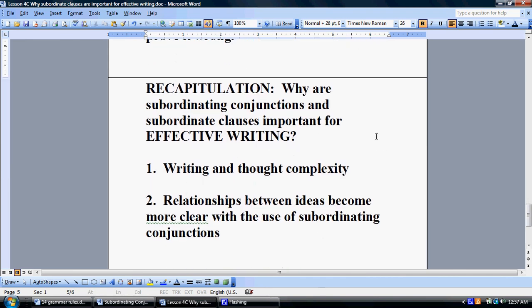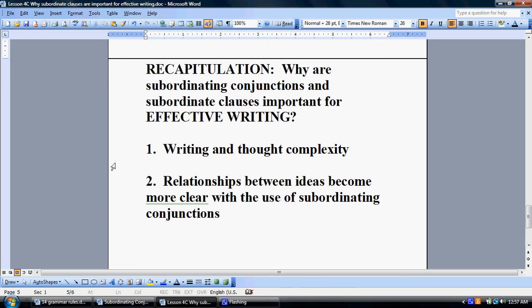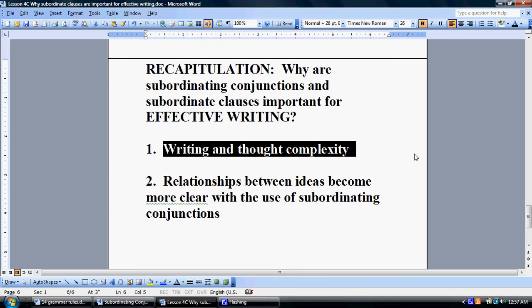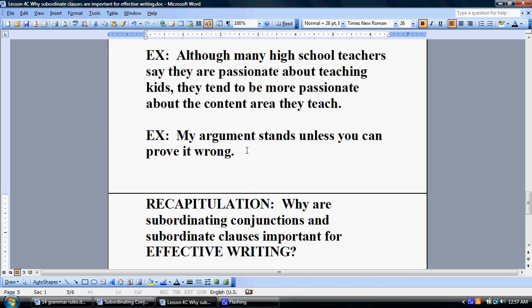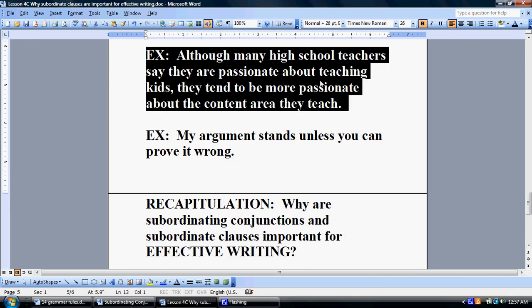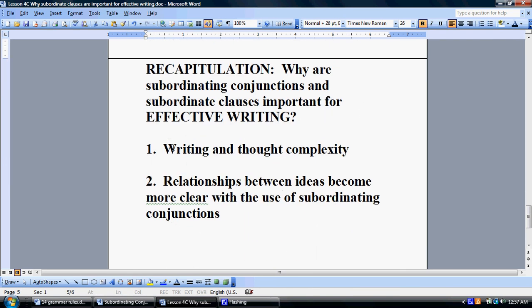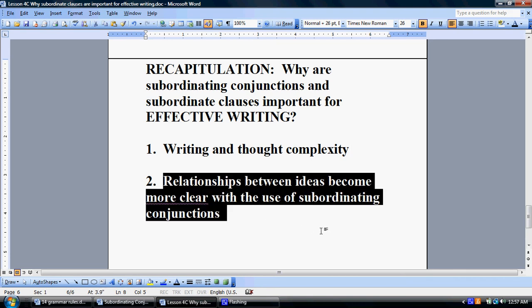So I'm just going to recap right quick about why subordinating conjunctions and subordinate clauses are important for effective writing. The number one thing that I hope you remember from this lesson is that writing and thought are the same thing, and if your writing is complex, like these sentences above, showing logical or time relationships between things, your thoughts are definitely complex. So writing and thinking go hand in hand. And then number two, relationships between ideas become more clear with the use of subordinating conjunctions.